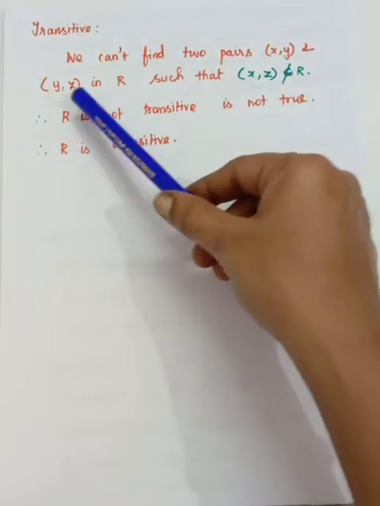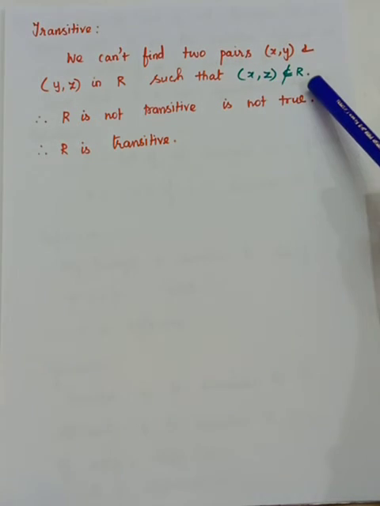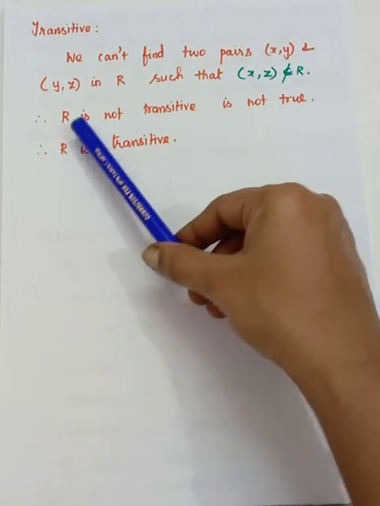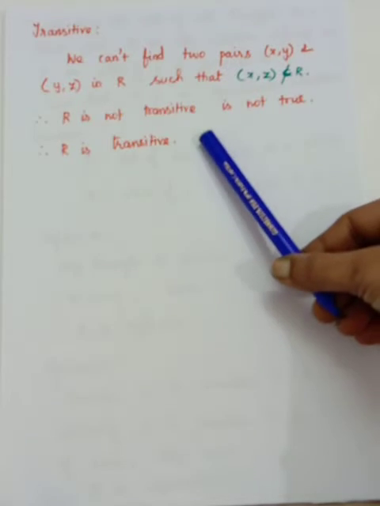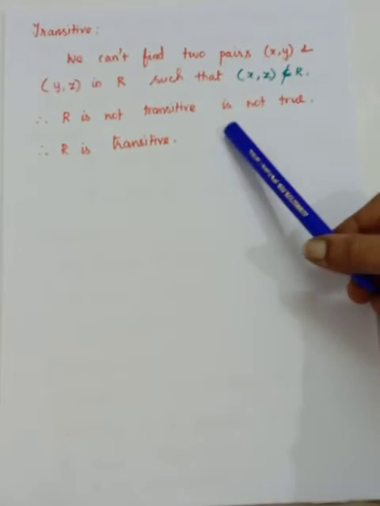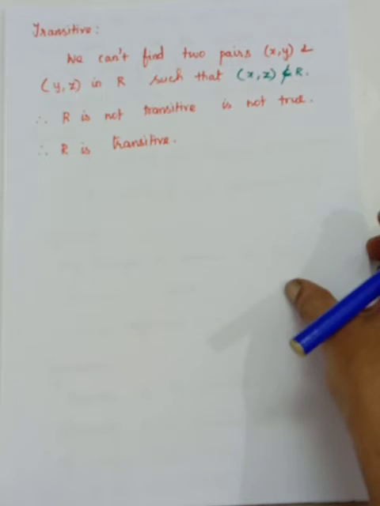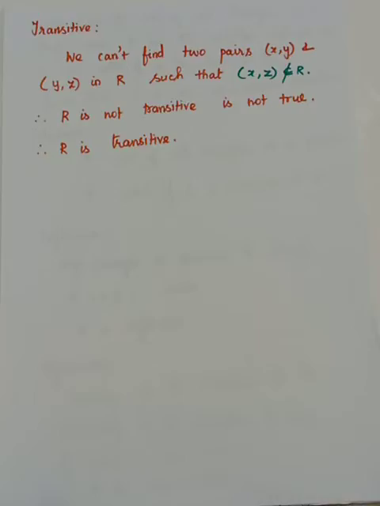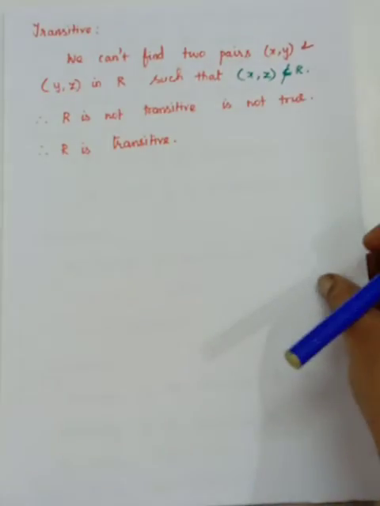comma y and y comma z in R such that x comma z does not belong to R, we can't prove that. So our conclusion is, we can't say R is not transitive. So R is not transitive is not true. So therefore R is transitive. So therefore the empty set is not reflexive but it is symmetric and transitive.